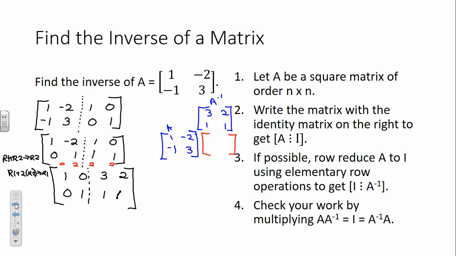So this is the first row, first column, right? So our first row times our first column: 1 times 3, negative 2 times 1. Add them up. First row, second column: 1 times 2, negative 2 times 1. Add them up. Second row, first column: negative 1 times 3, 3 times 1. Add them up. And second row, second column: negative 1 times 2, 3 times 1. Add them up. So A inverse is 3, 2, 1, 1.